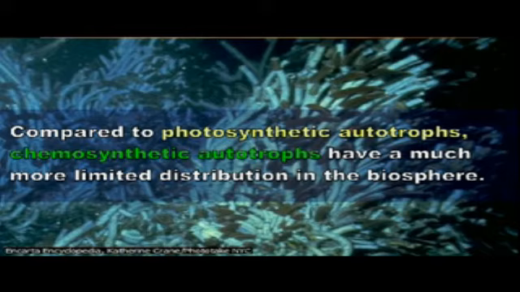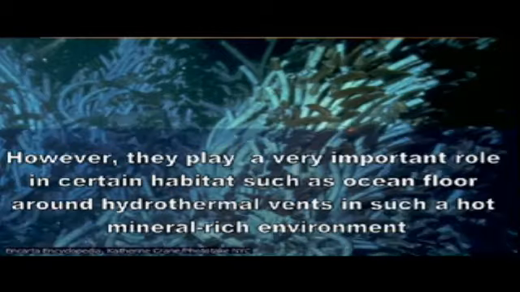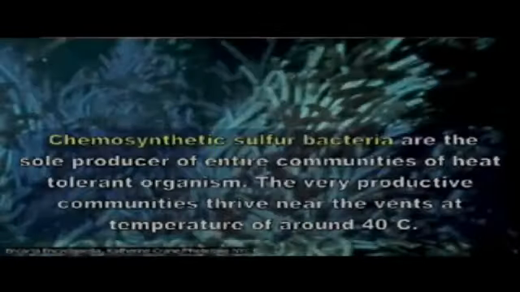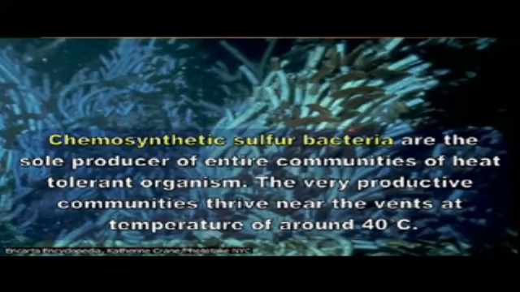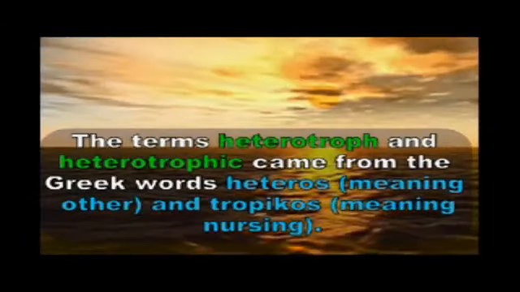Compared to photosynthetic autotrophs, chemosynthetic autotrophs have much more limited distribution in the biosphere. However, they play a very important role in certain habitats, such as the ocean floor around hydrothermal vents, in such a hot, mineral-rich environment. Chemosynthetic sulfur bacteria are the sole producers of entire communities of heat-tolerant organisms. The very productive communities thrive near the vents at temperatures of around 40 degrees Celsius.